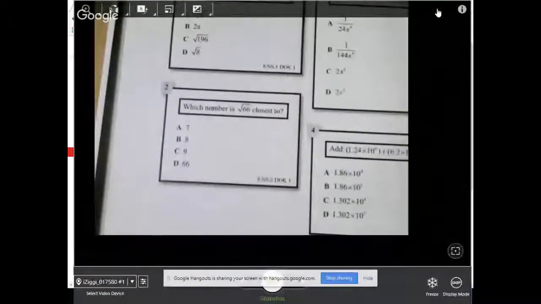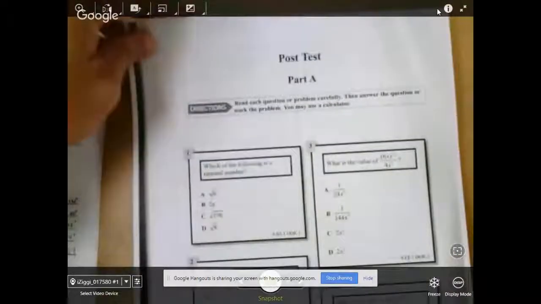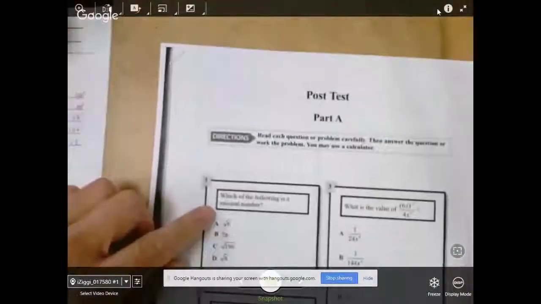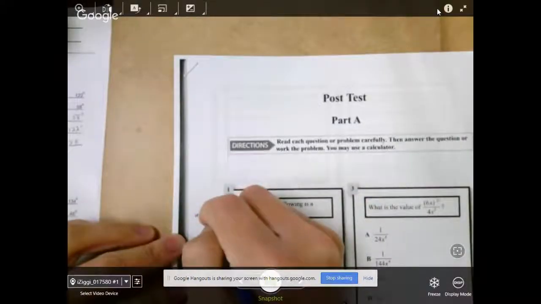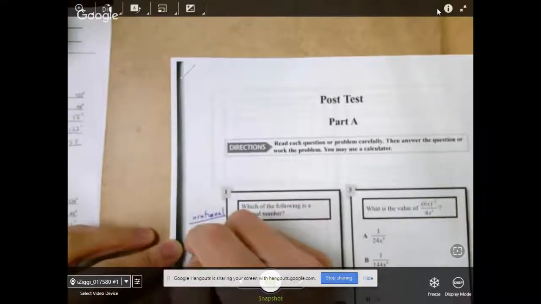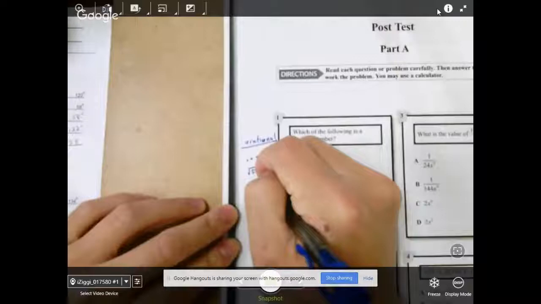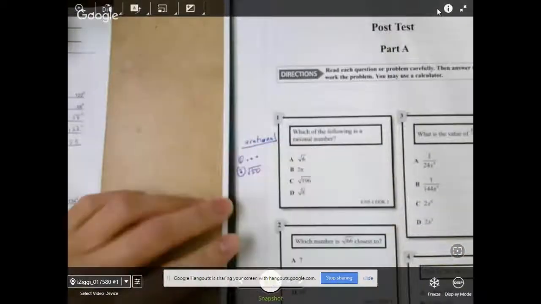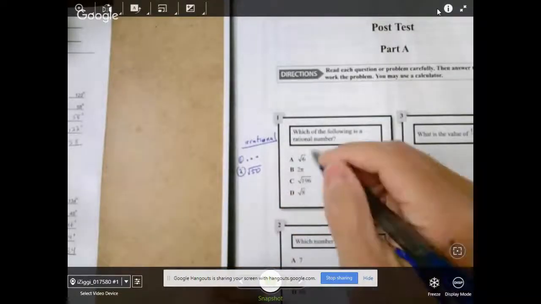Okay, on this test, number one, which of the following is a rational number? So remember, if it's irrational, you see dot, dot, dot, non-terminating, non-repeating, or you see the square root of an imperfect square. There's your two situations. So looking at these, pi is 3.14 dot, dot, dot, so that's going to be irrational.